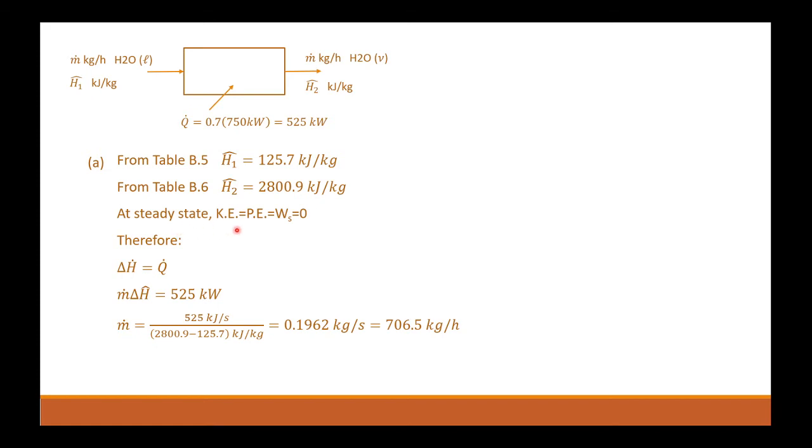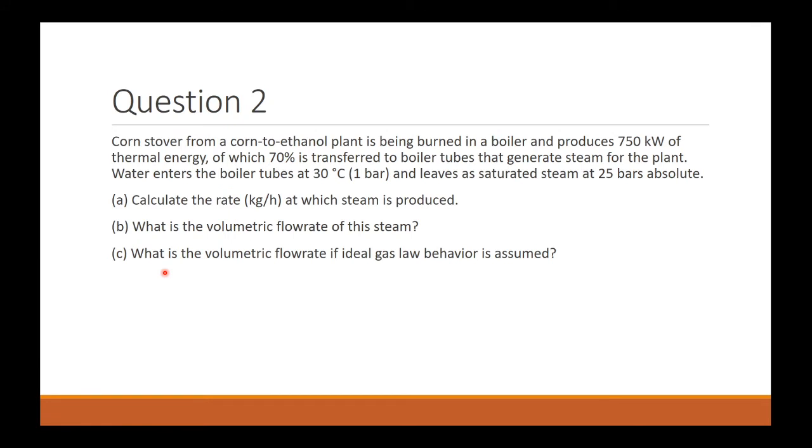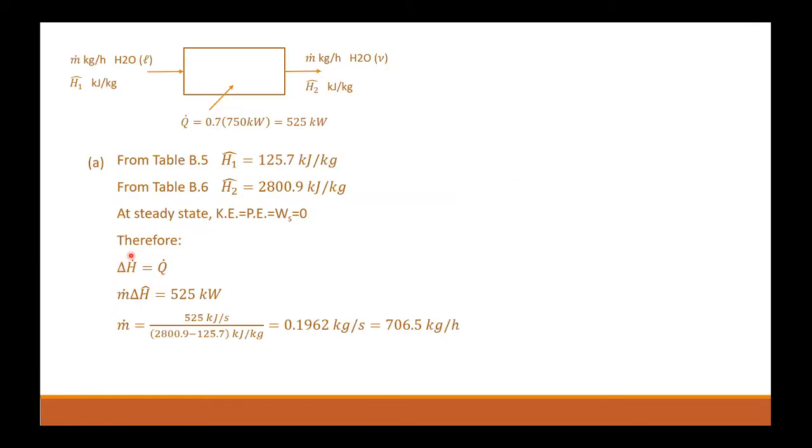So at steady state, the change in kinetic energy, the change in potential energy, and the work done all equal 0. It's steady state, so it equals 0. Therefore, the change in enthalpy will be equal to the heat transfer, Q. So this is actually the mass flow rate multiplied by your change in specific enthalpy. The only difference is because of their units.